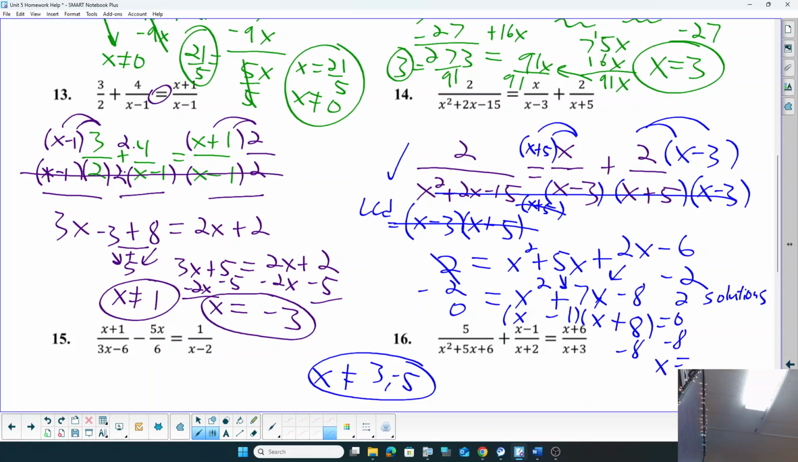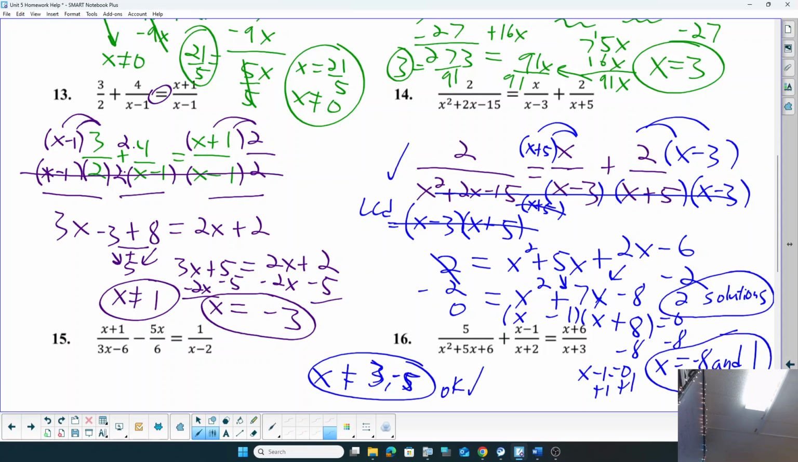So we have x equals negative 8. And x minus 1 set equal to 0. Add 1 to the other side, and we get a positive 1. And our restrictions are 3 and negative 5, so we're okay. We got two solutions on that one.